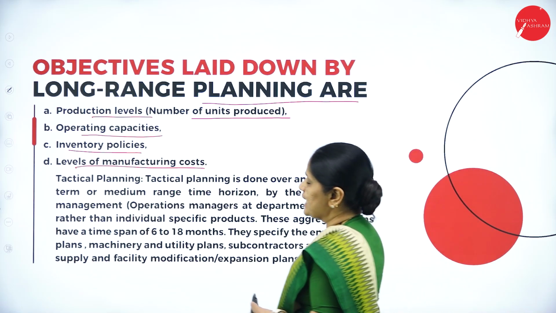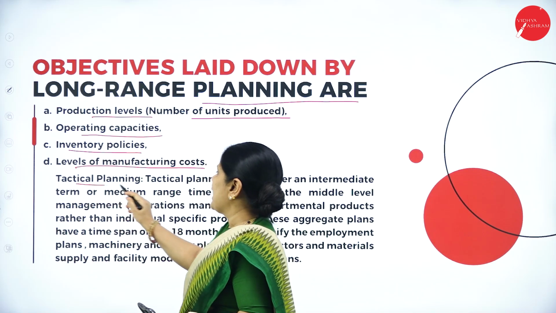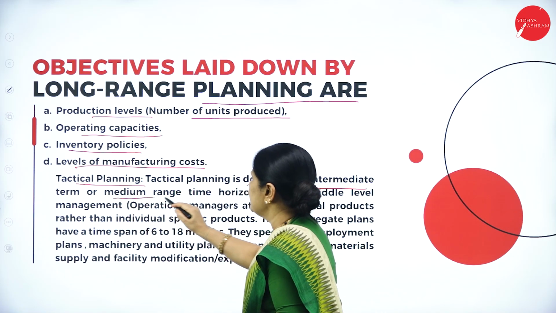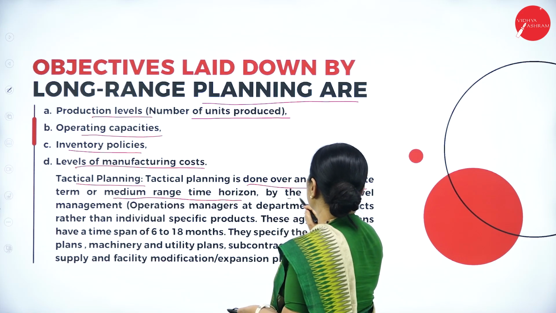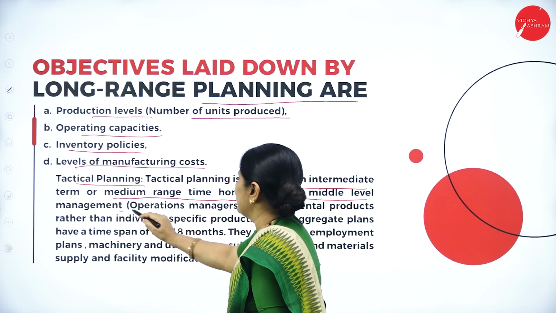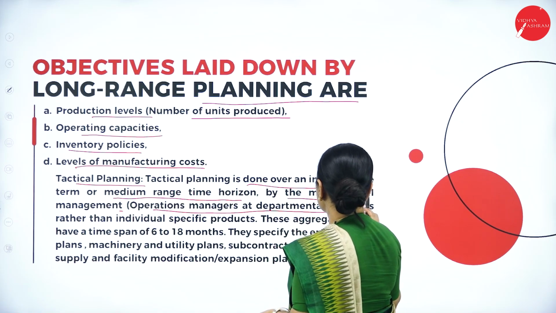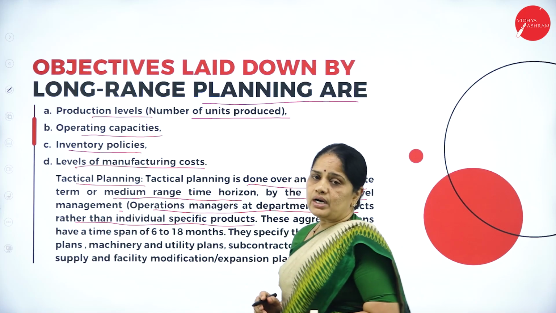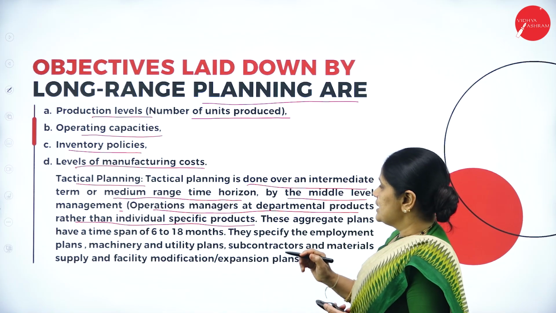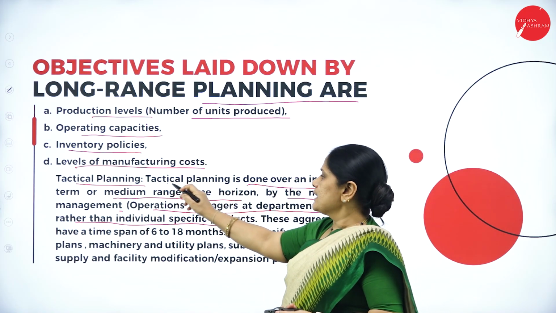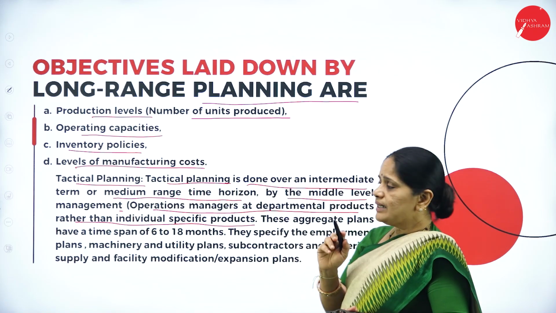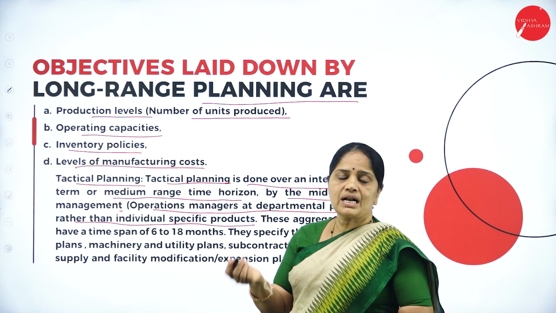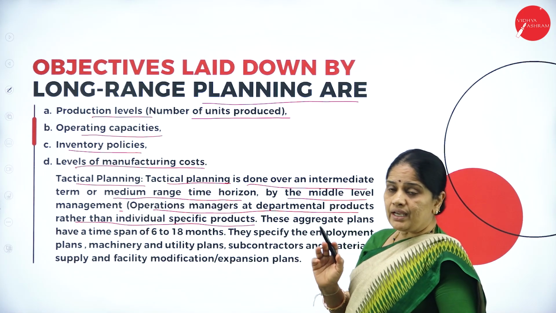Now next we have the tactical planning. So tactical planning is done over an intermediate term or medium term range time horizon by the middle level management. That is the operation managers at the departmental products rather than individual specific products. So operational managers make use of the tactical plan. So this is a medium range time horizon where we can do departmental products rather than individual specific products.